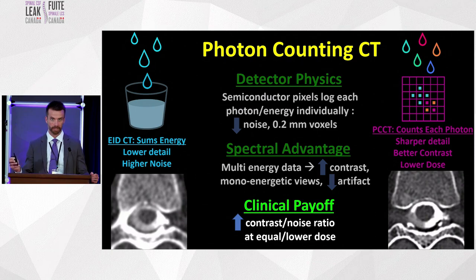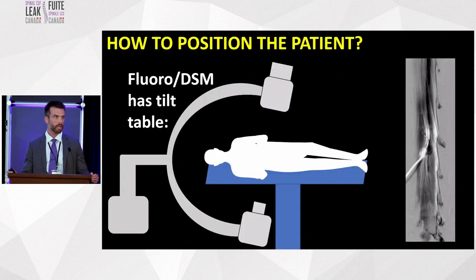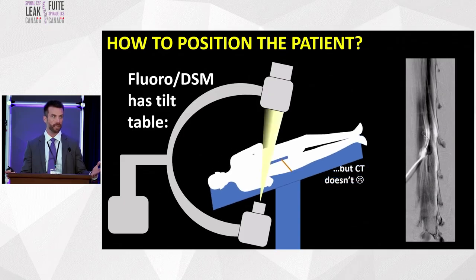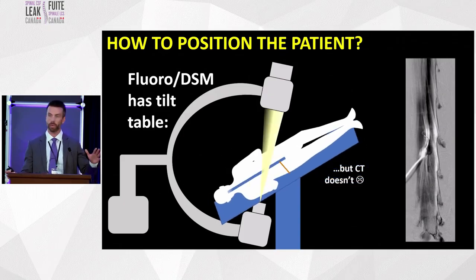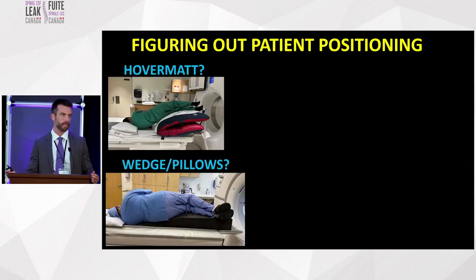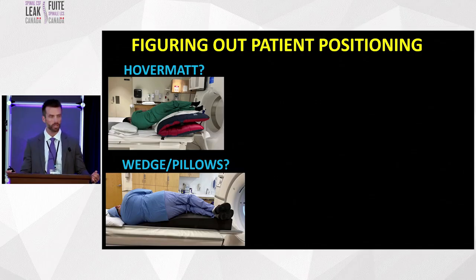I cannot advance. There we go. But there's a problem, right? Which is that on a CT scanner, we can't tilt the patient. So under DSM or fluoro, we can. We inject, we tilt the patient on the table, we can control our contrast bolus nicely, but we don't have that advantage on CT. If you're going to do this, you have to figure out a way to position the patient and angle their spine.